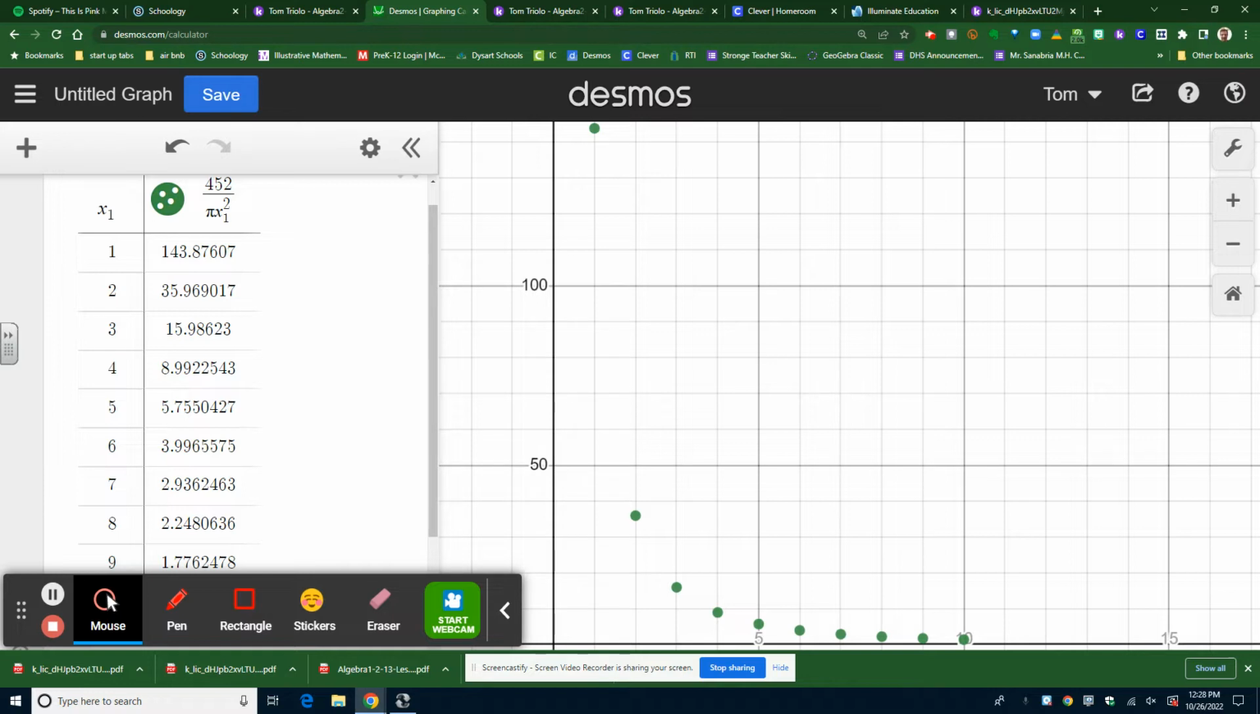Will it ever hit 0? Why not? Because I'm dividing positives by positives. Can I ever divide a number that's not 0 and get 0? Okay, so I keep going on forever.